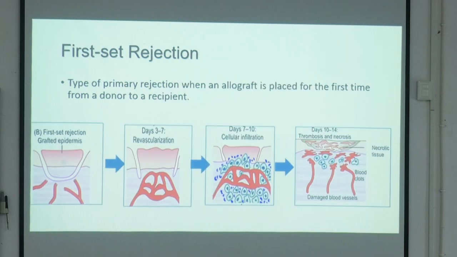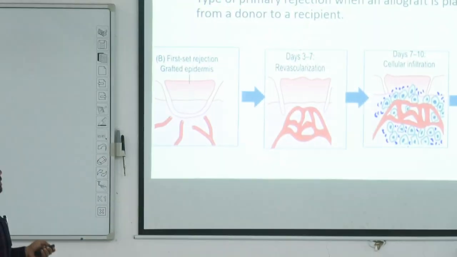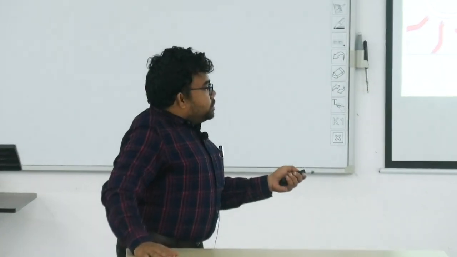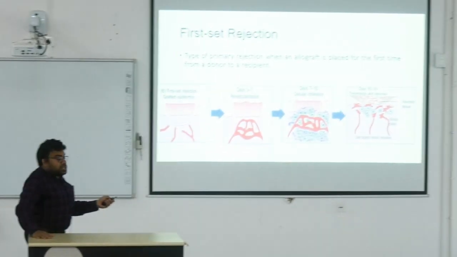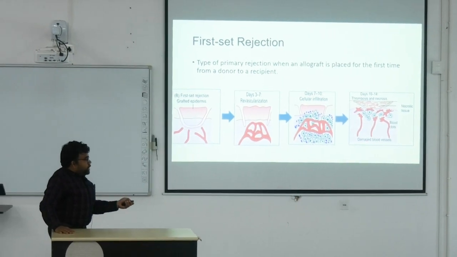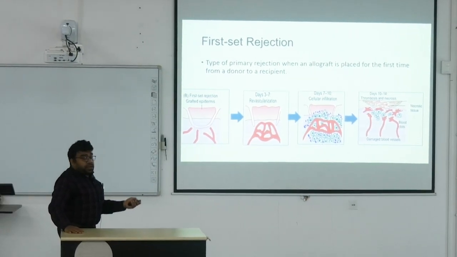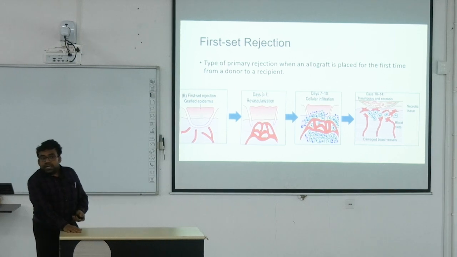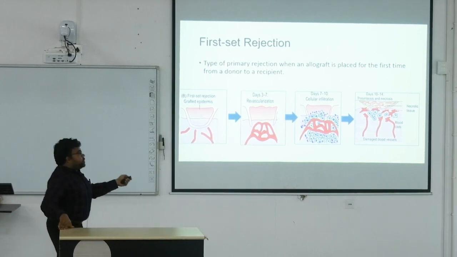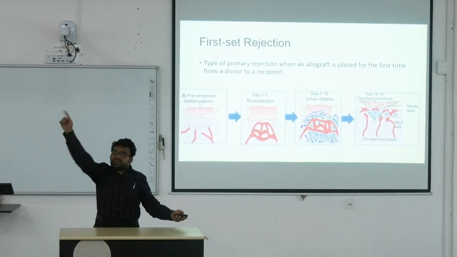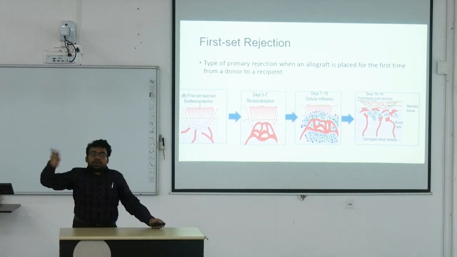But when we look at the allograft, that is, if the graft is taken from another human being and transplanted to another human being, you can see revascularization takes place within 3 to 7 days. But after revascularization, there is triggering of the immune response with cellular infiltration, and necrosis and thrombosis will be seen by 2 weeks. That means if there is no immunological reaction by 2 weeks, as in an autograft, complete healing will be there.